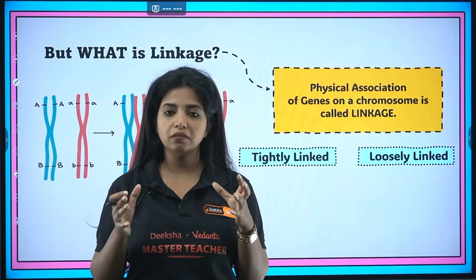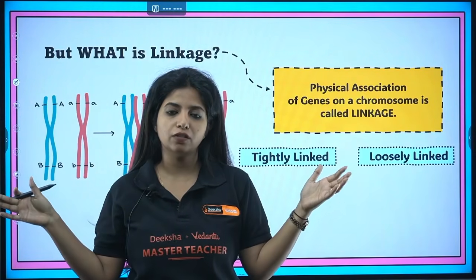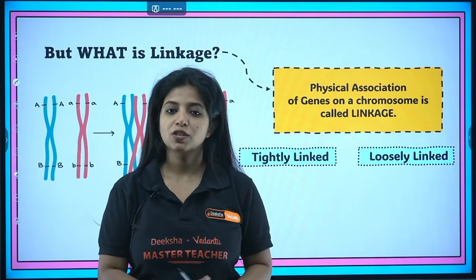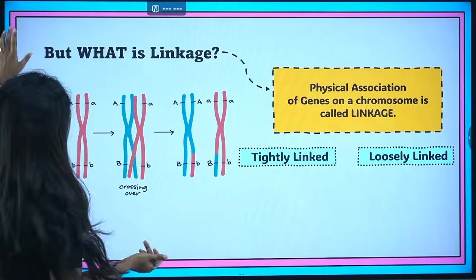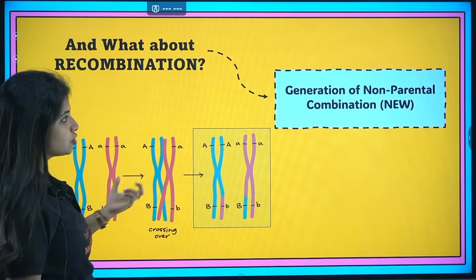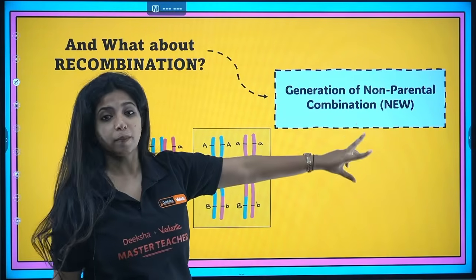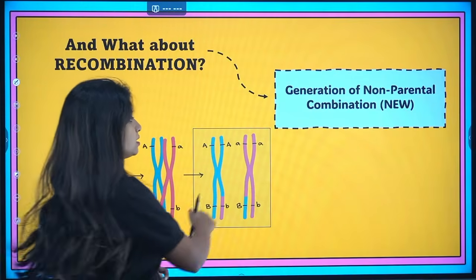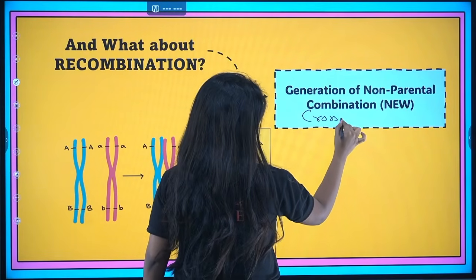When you and your friend are distant from each other, you're not that close, what is the probability that someone else can also come into your group? So high recombinations. Okay, you can remember like that. Now what is recombination? Generation of non-parental combination, which was not seen in the parent. That is what you mean by recombination. And this is a result of what? Crossing over.